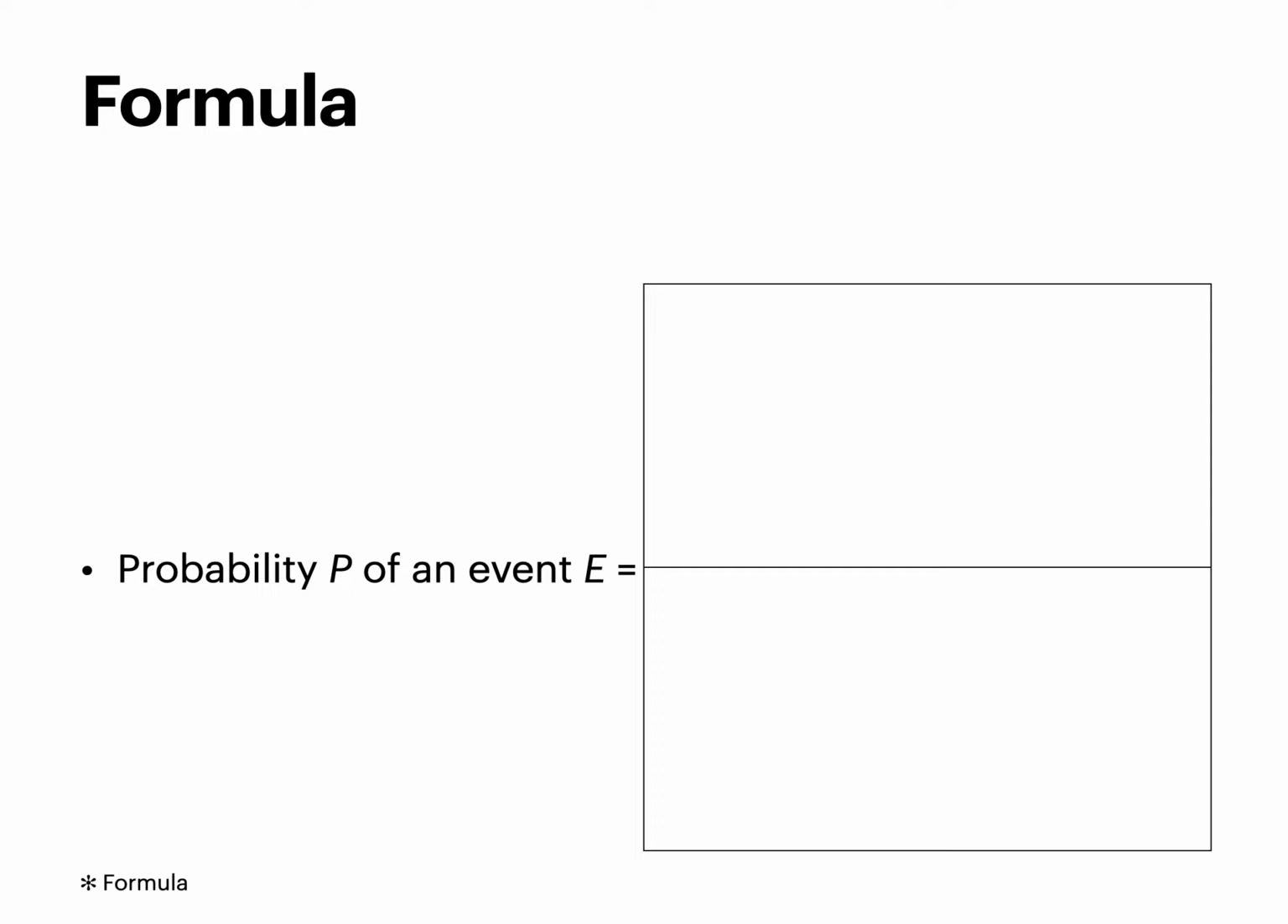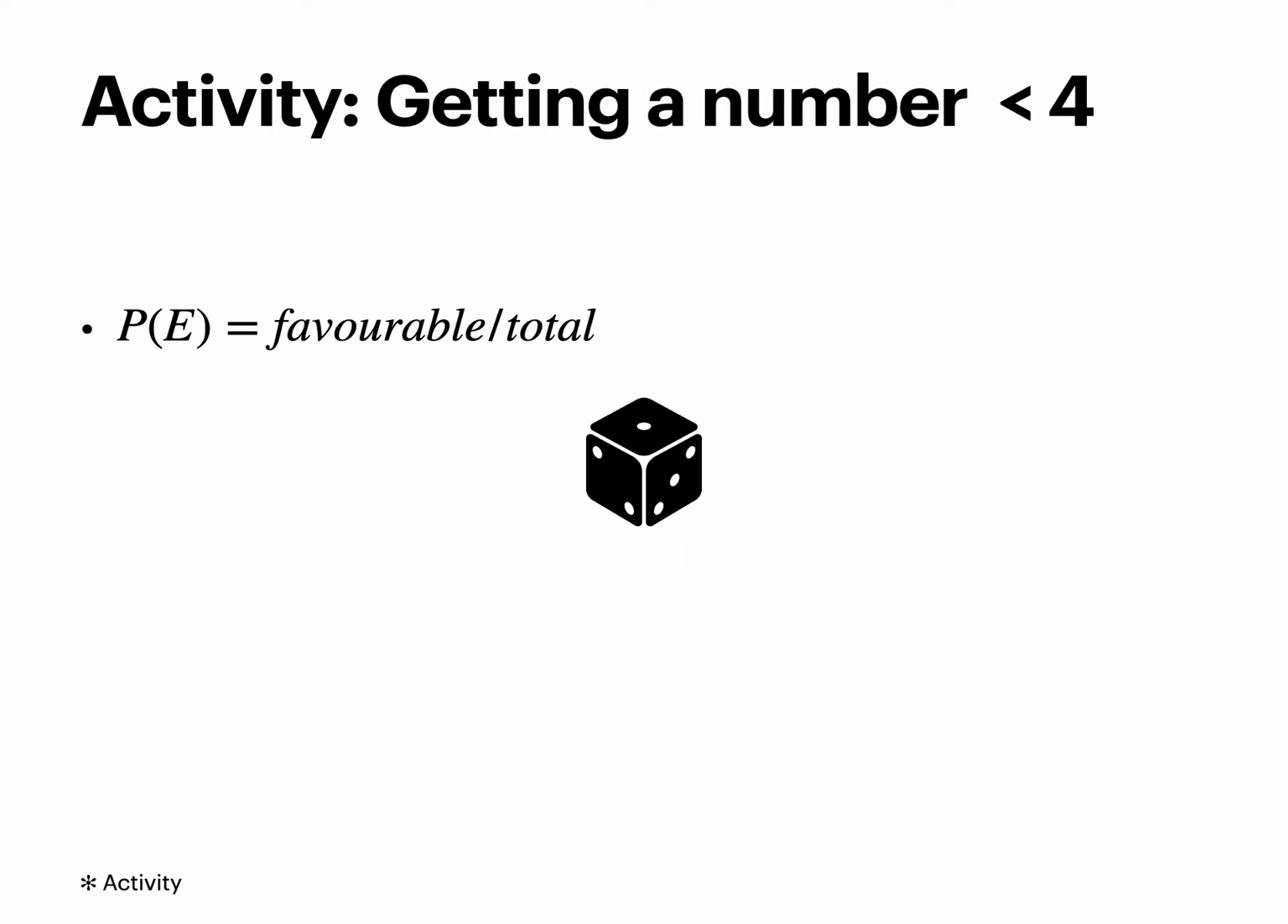Now let's break down the formula of probability. Here P denotes probability and E is an event. So the formula is number of favorable outcomes in the numerator divided by total number of outcomes in the denominator. Now let's do an activity to calculate the probability of getting a number less than 4 on a throw of a dice.